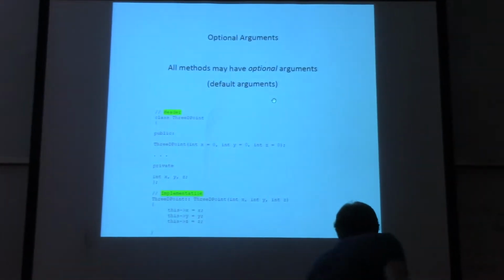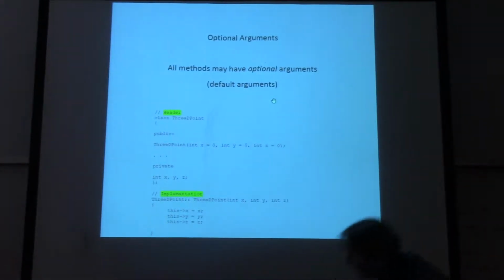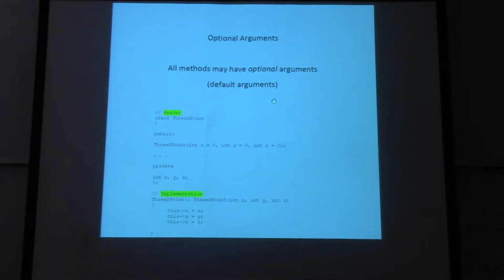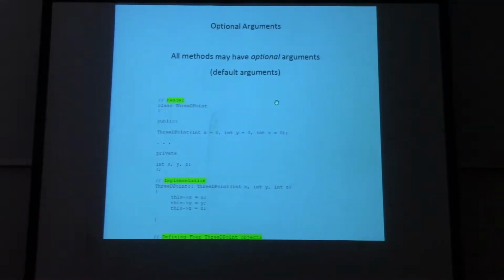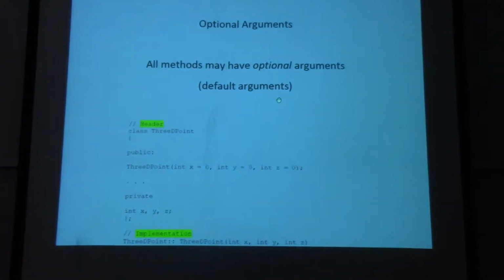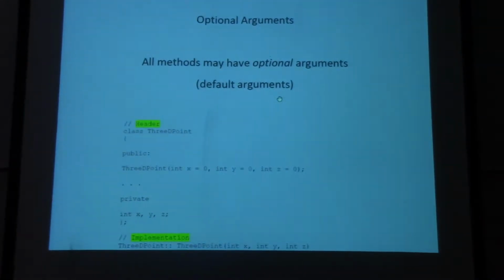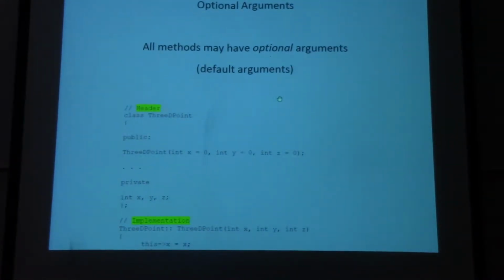Okay, so I wanted to cover this before the midterm. I didn't get a chance to quite do it. And that is having to do with something called optional arguments or default arguments. So basically what happens is this is a kind of way of overloading a method.